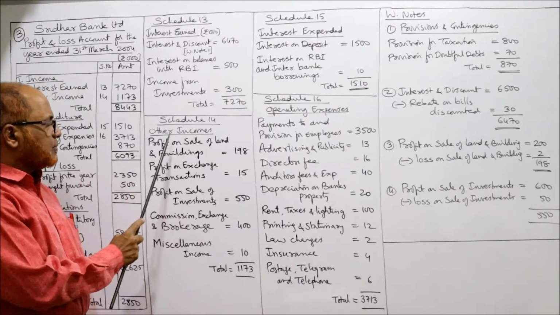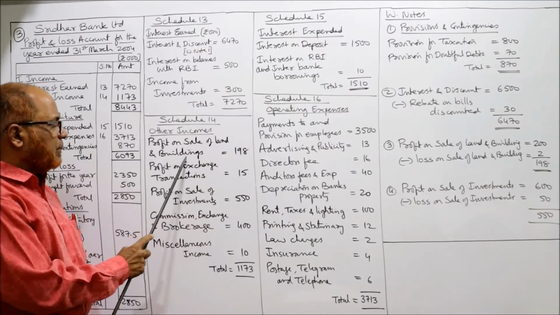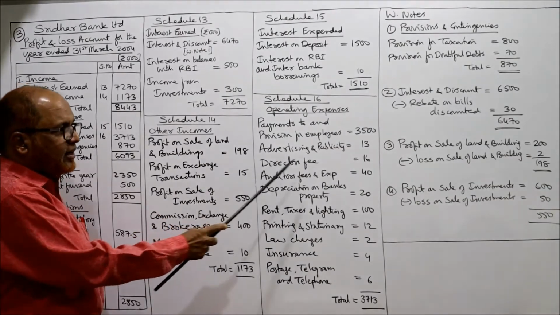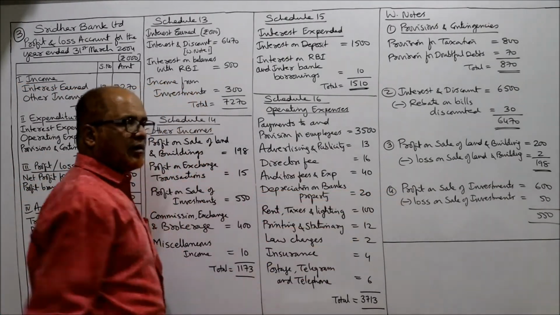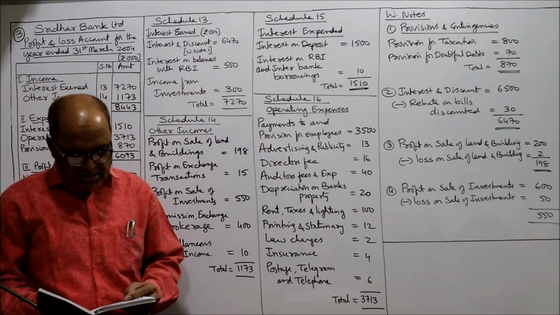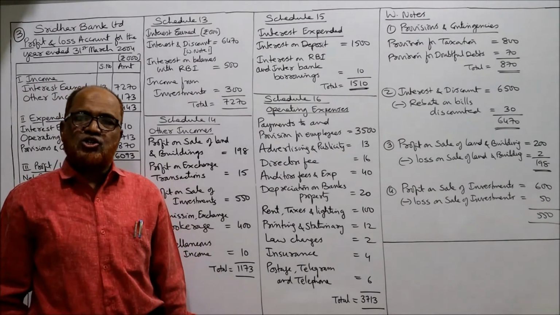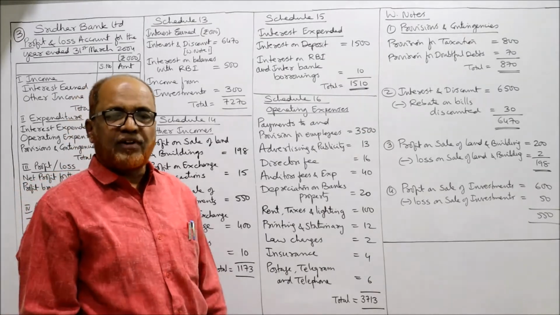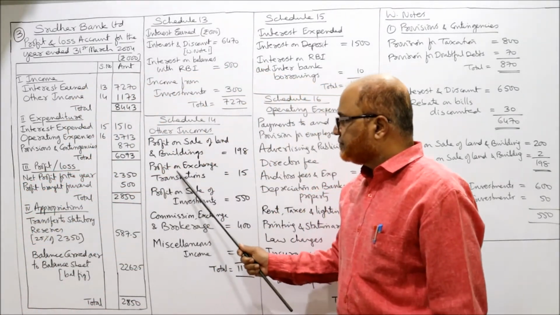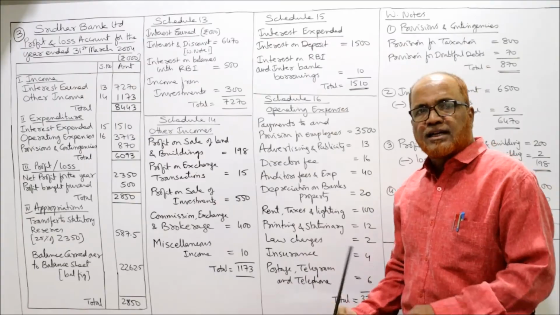Schedule number 14, other incomes. Profit on sale of land and building 198. From where do we get this 198? From here. Right? Next item is profit on exchange transactions, other income. Profit on exchange transactions. It will be taken under other incomes.